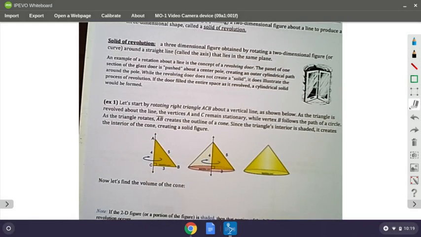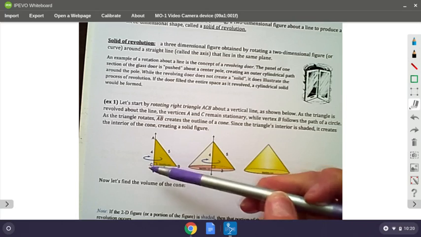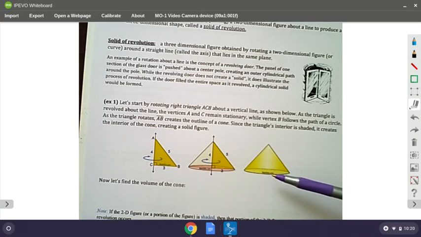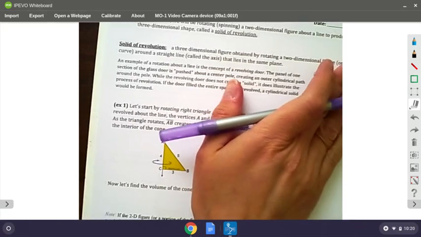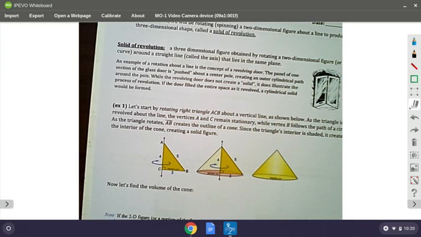Okay, here's the first one. We're going to take this triangle and rotate it around this vertical line, and it makes a cone, as you can see. Like I said, on the practice that you're going to do, you're not given this part. You're just given the 2D shape, and you have to figure out what it makes.